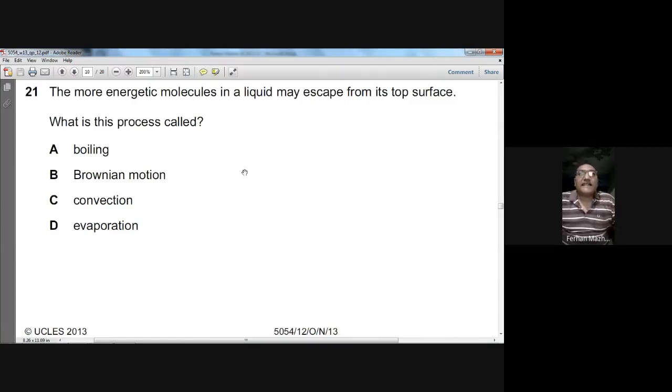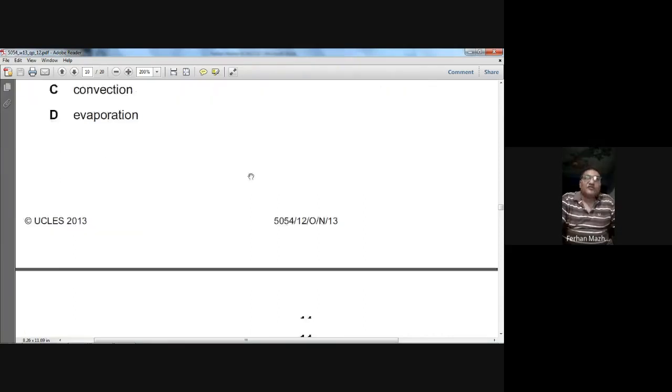Now on your screen, we have question number 21. The more energetic molecules in a liquid may escape from its top surface. What is this process called? It's a famous process. We call it evaporation, where the molecules which have large kinetic energy escape from the surface of the liquid. We call it evaporation. So D is the option. Question number 21, D is the option.